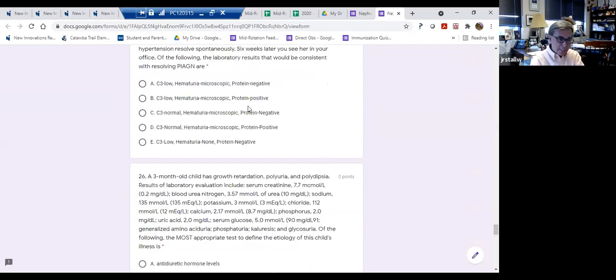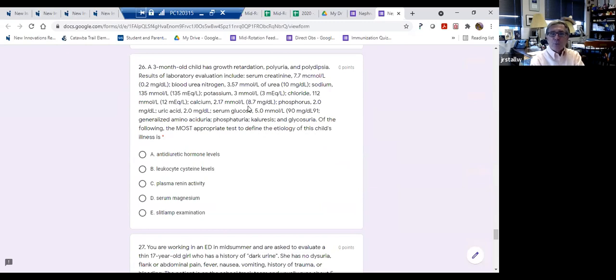Okay. Number 26. A 3-month-old has growth retardation, polyuria. You know, if they're not growing right, there's something bad here. The creatinine looks not bad. The BUN not bad. The sodium fine. Potassium low. Chloride up. Calcium not bad. Phosphorus low. Uric acid low. Serum glucose okay, but he's got generalized aminoaciduria, phosphaturia, calciuresis, kaliuresis, glycosuria. You know this is a Fanconi's, right? And a Fanconi's is a proximal RTA. Well, maybe that'll be the answer, but that's not.